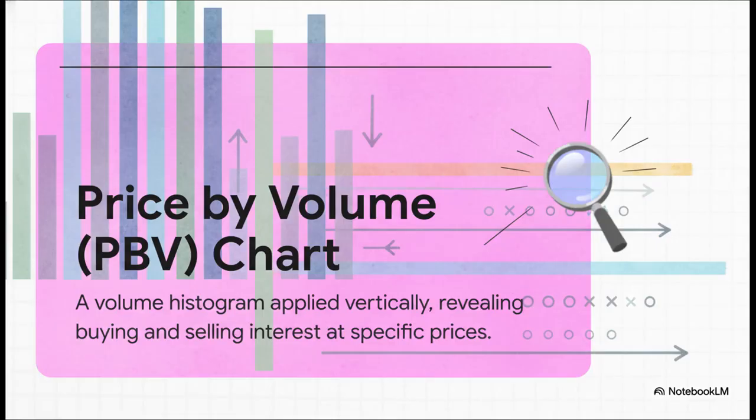So, to put it simply, a PBV chart is just a volume histogram running up the side of your chart, right next to the prices. Instead of a tall bar showing you a busy day, you get a long bar showing you a busy price. It's a direct visual of where the market has put its money.